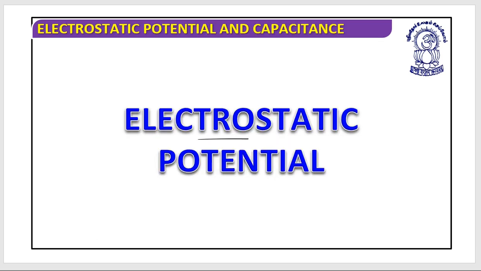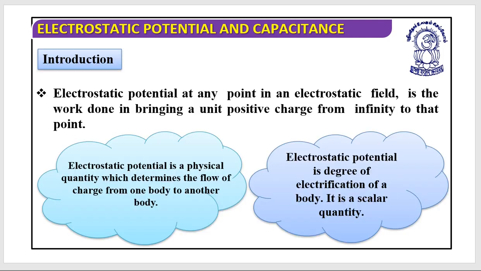First, we will begin with the electrostatic potential. So what is electrostatic potential? We can define it as follows: the electrostatic potential at any point in an electrostatic field is the work done in bringing a unit positive charge. Always remember this word, a unit positive charge, from infinity to that point. I repeat, it's the work done in bringing a unit positive charge from infinity to that particular point.